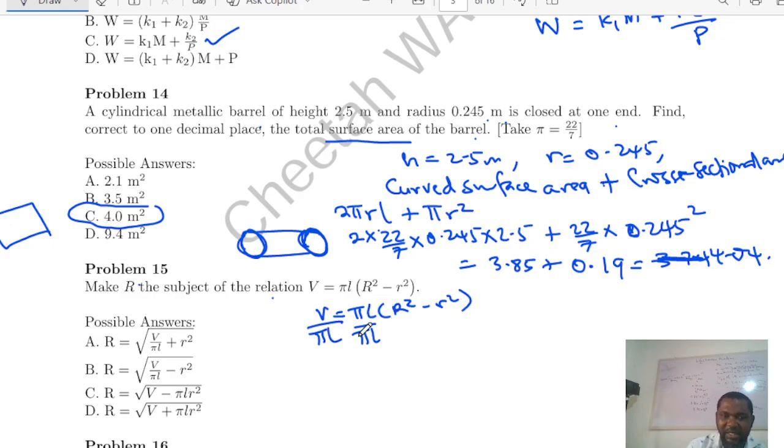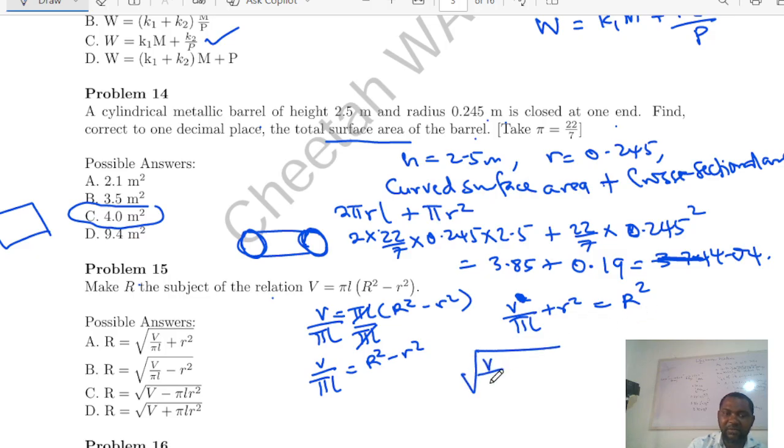Since pi L is multiplying the bracket, you can divide both sides by pi L. So I'm now having V over pi L equal to R squared minus r squared. So minus r squared can cross the equal sign. You have V over pi L plus small r squared is equal to big R squared. I can find the square root of both sides. That would be the square root of V over pi L plus r squared equal to R if you find the square root of both sides. So this is the answer: the square root of V over pi L plus r squared. So A is the answer to that question.